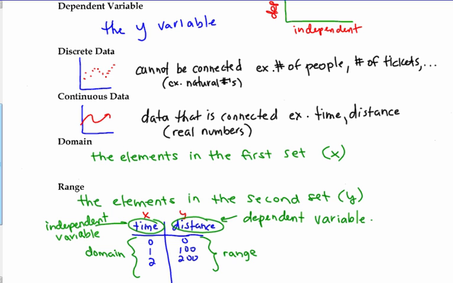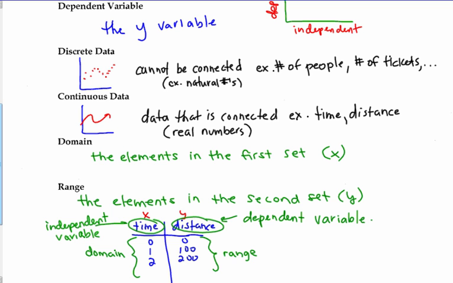It doesn't always have to be number of, right? And why is number of people discrete? Can't have half of a person. You can't have half of a ticket. You either have it or you don't. Okay, other examples are that money and time can be discrete.